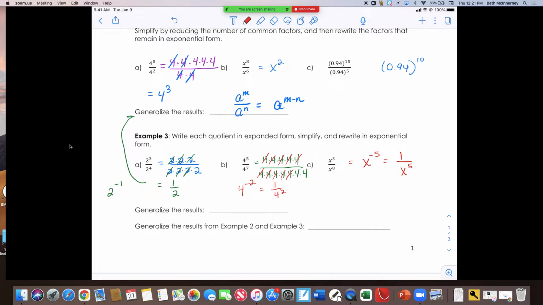So let's generalize the results. You are going to do a to the m over a to the n is a to the m minus n. And then a to the negative n is 1 over a to the n power. All right, we have 2 more exponent properties that we're going to develop.